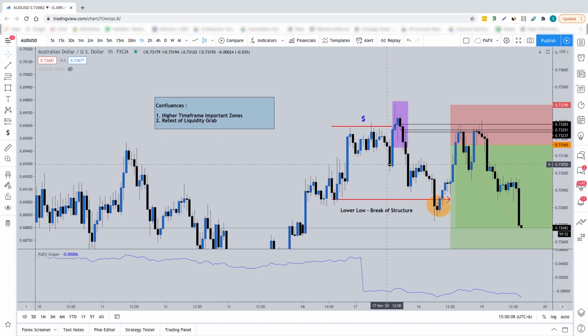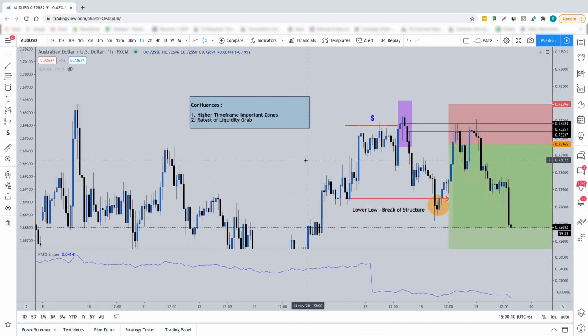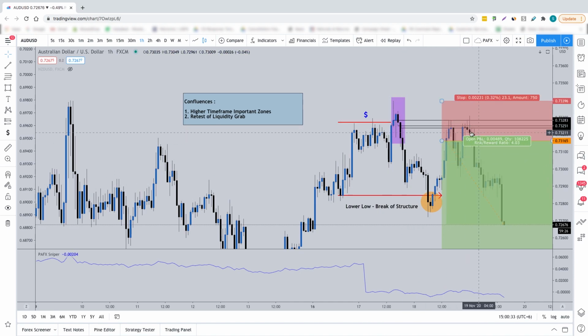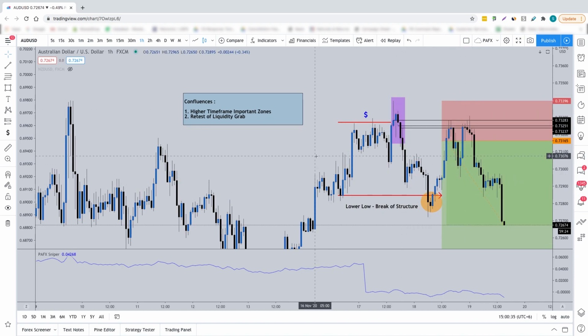So in the process, retail traders got trapped and a lot of liquidity was grabbed here. What price does is come back to these liquidity areas, retest them, and then move the intended way. As soon as we saw that this is a manipulation zone, a fake out zone, or a liquidity grab zone, and price moved down and then went up again to retest this area, we knew that this was a point of interest. So that was our confluence number 2 for this trade.